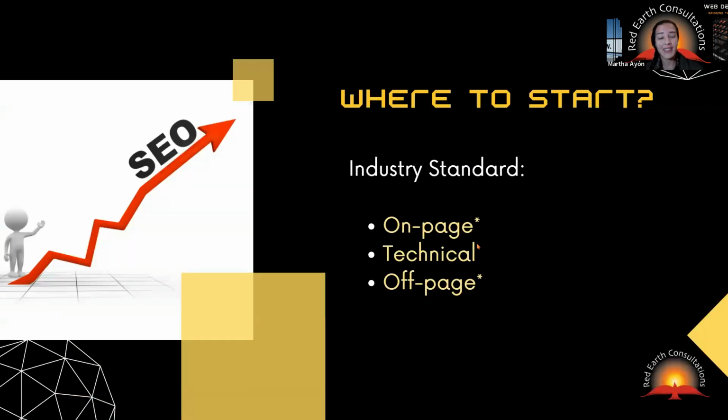Industry standard in terms of where to start with SEO, you do want to start with the on-page. So you want to start with cleaning up your website, with getting those quality images, with naming them, with putting the alt text, putting the meta description on your pages. And then you want to branch out to your off-page. Or I'm sorry, I'm talking about industry standard. So industry standard, you go on page, they deal with technical, and then they go off page.